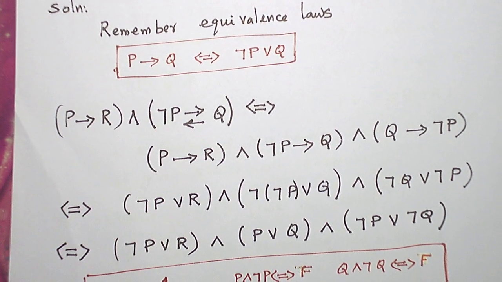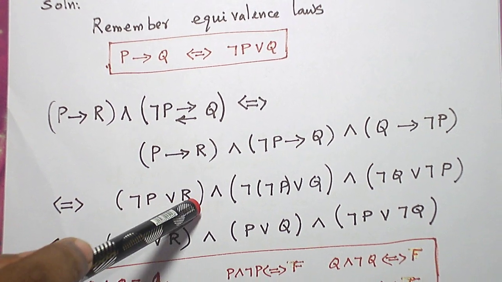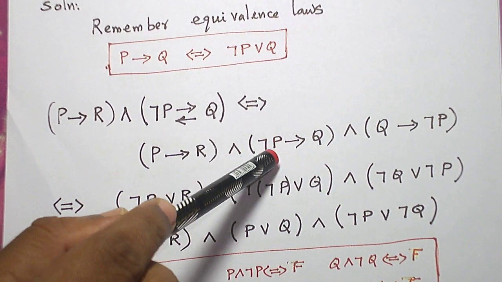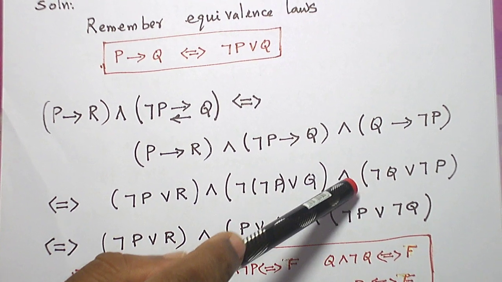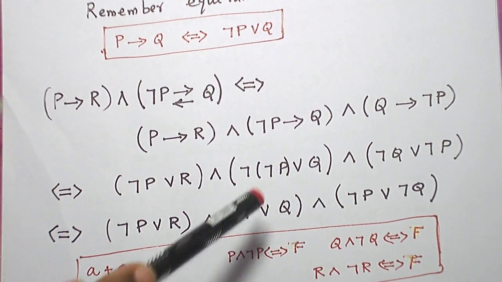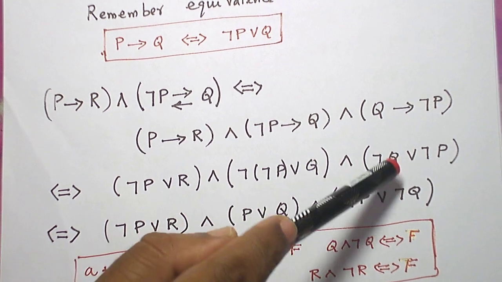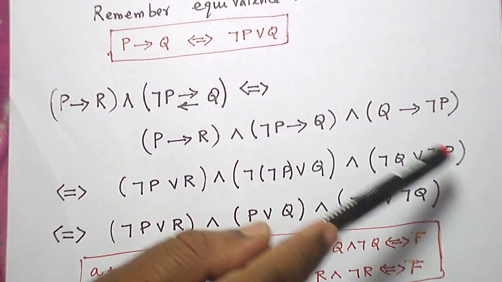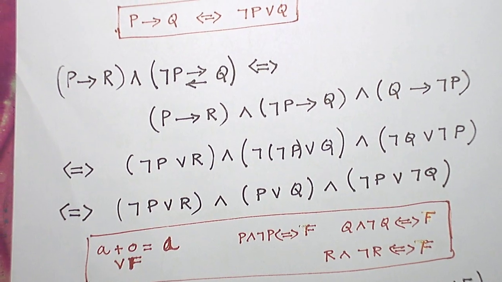Let me apply this conditional equivalence here. P conditional R is negation P or R. And negation P conditional Q is negation of negation P or Q. And Q conditional negation P is negation Q or negation P. The negation of negation P is P by double negation. And let us use the commutative law and change the order: negation P or negation Q.